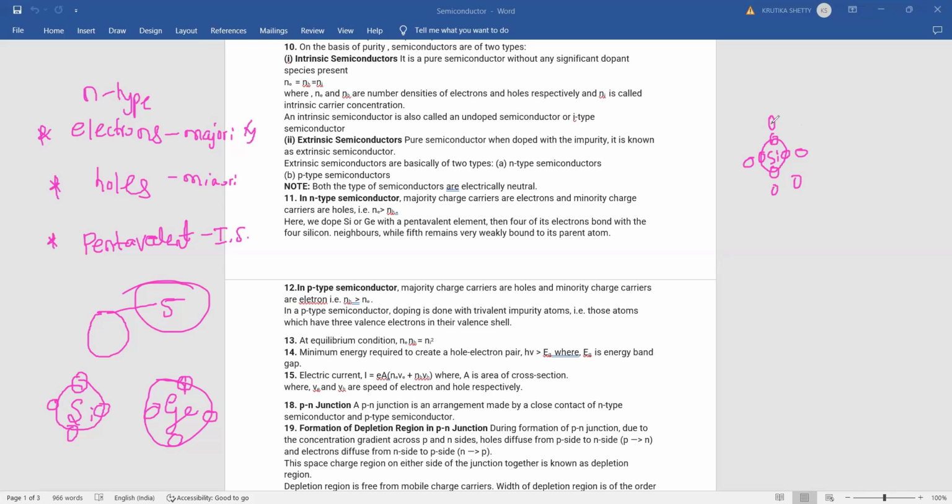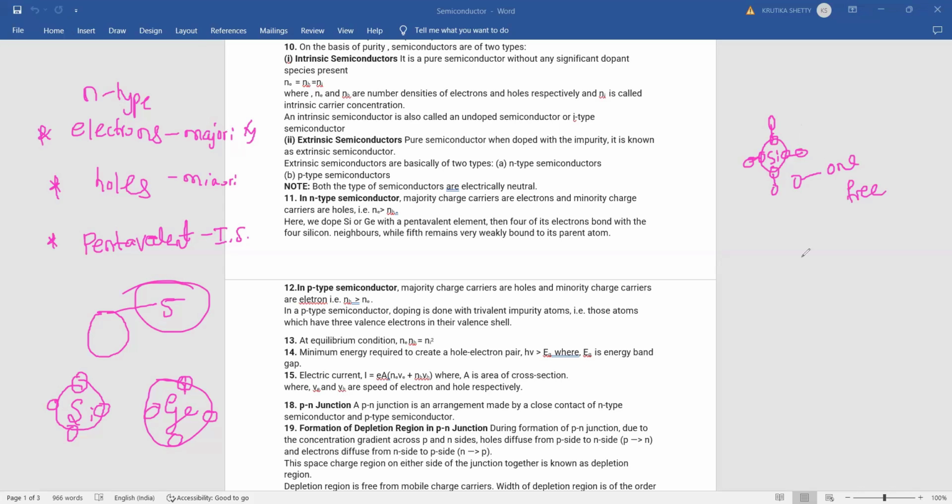So whatever pentavalent you have added here will form a covalent bond with the silicon atom. Now one is left out, so this is nothing but the one free electron we have, right? So when we are adding the impurity, with respect to one atom we are getting one electron, with respect to the second atom we are getting the second electron. Like this, we are getting a number of electrons.